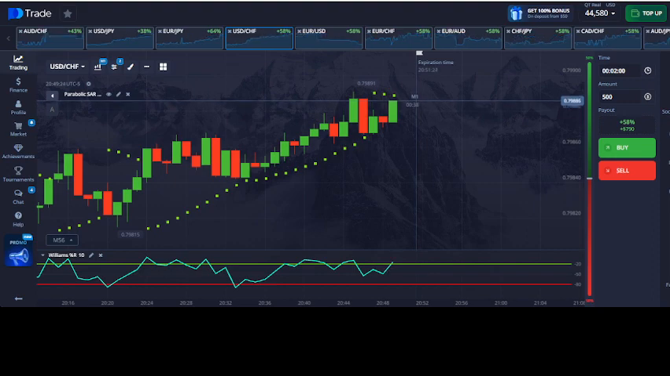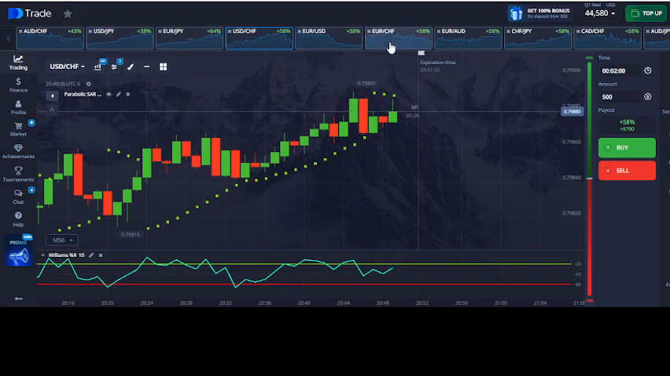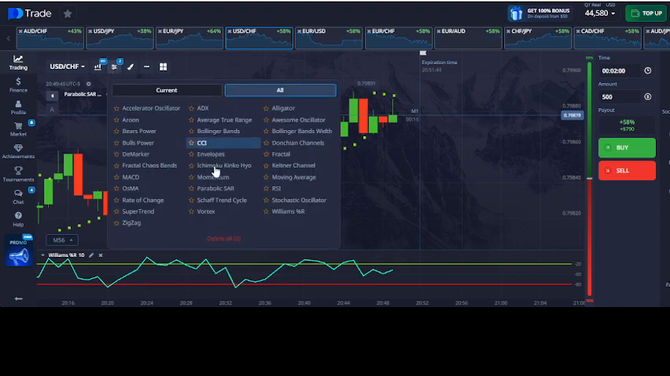So today I'm on the Pocket Option platform and I'm going to be trading regular currency pairs here. I have all my currency pairs lined up above the candlestick chart here. And I'm going to be utilizing two indicators. So the indicators are first the Parabolic SAR, or the Parabolic Stop and Reverse, and the Williams percent R indicator.